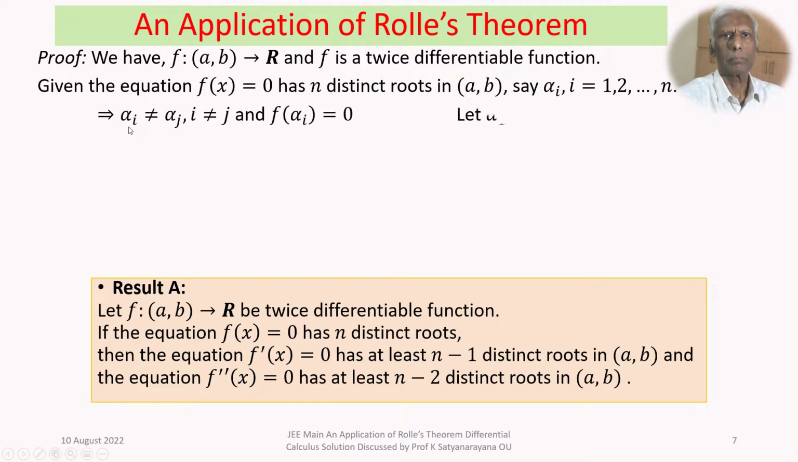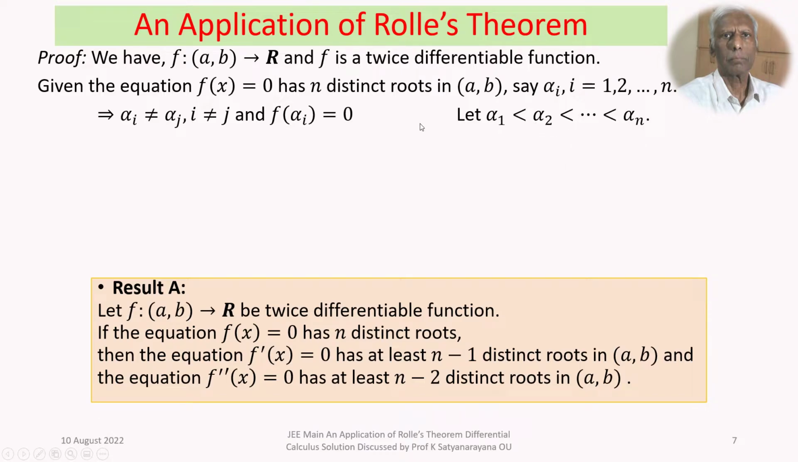That implies alpha i is not equal to alpha j for i not equal to j, implying the alpha i's are all distinct, and f(alpha i) = 0, saying alpha i is a root of the equation f(x) = 0. These are otherwise called the zeros of this equation. Now arrange these alpha i's in increasing order. Let alpha 1 < alpha 2 < ... < alpha n.